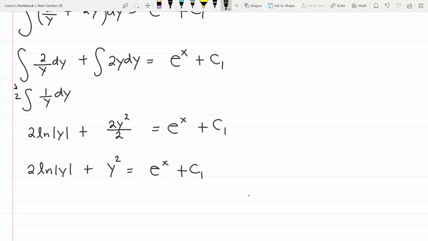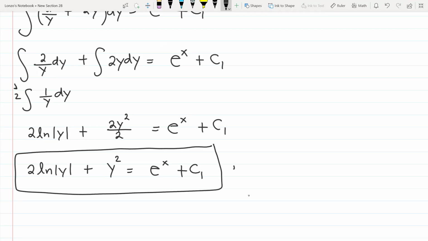The last step is to see if it's possible to solve for y. I don't think it's possible, so we can't solve for y, so we'll just leave it. We can leave the answer as this. We do not have an initial value, so we do not have to solve for the constant c. So this will be your final answer. I hope that helps. That is the quiz on separable differential equations.